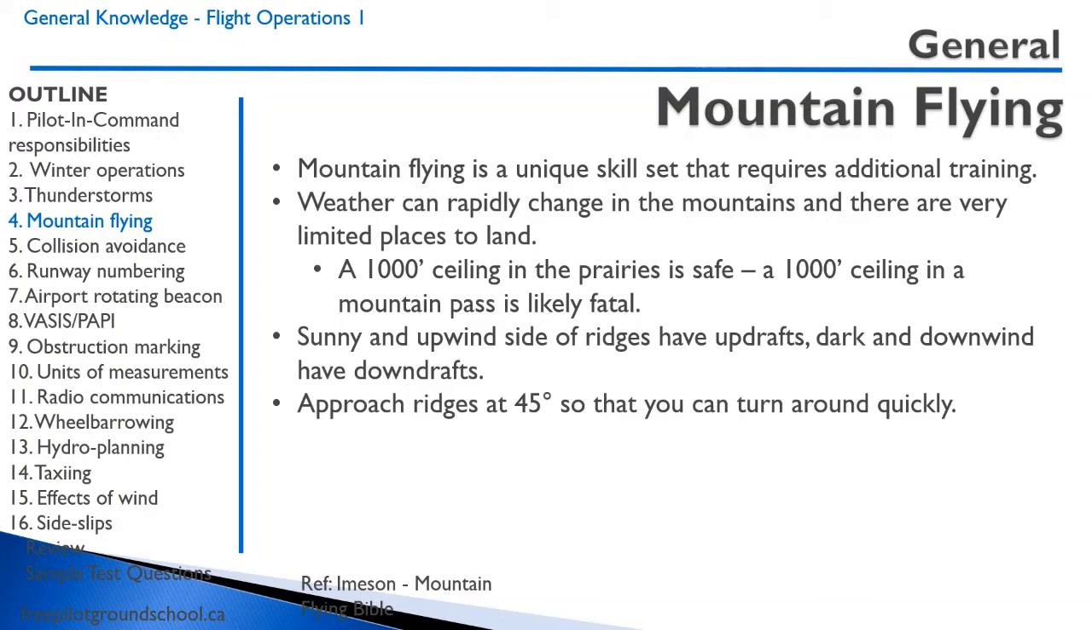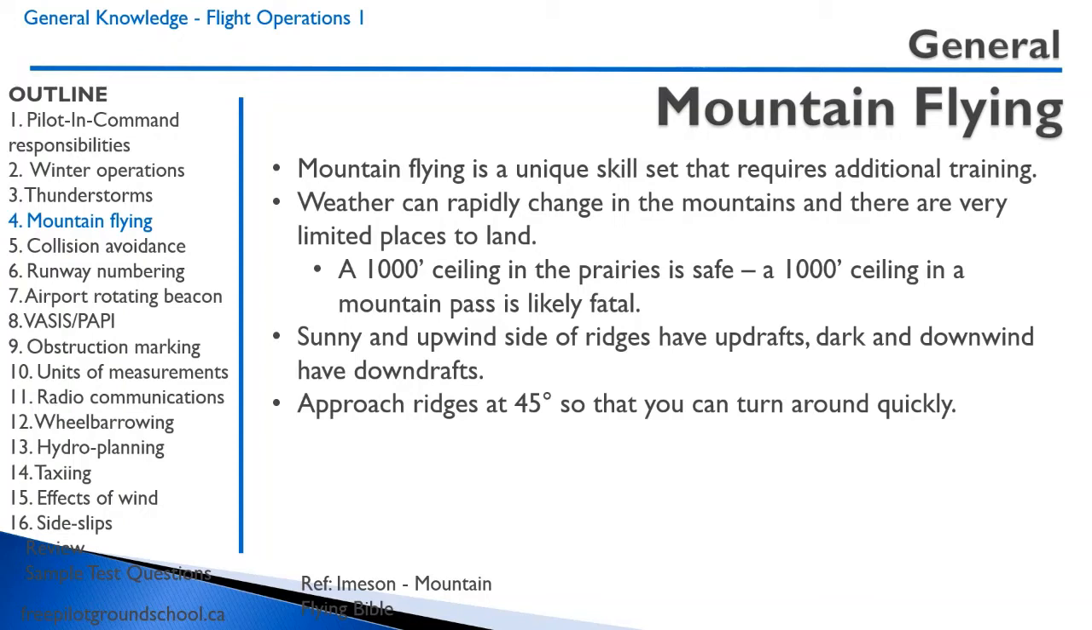One of the difficulties about mountain flying is that the weather can change very quickly. It can go from a nice day to a miserable day, and there are limited places to land. So let's compare this with flying in the prairies or where it's flat. If you're flying where it's flat, a 1,000-foot ceiling is pretty safe. You can fly at 500 feet. As long as you stay at 500 feet, it's highly unlikely you're going to hit something. However, if it's a 1,000-foot ceiling in a mountain pass, it's very likely it will be fatal. There is no place for you to go.